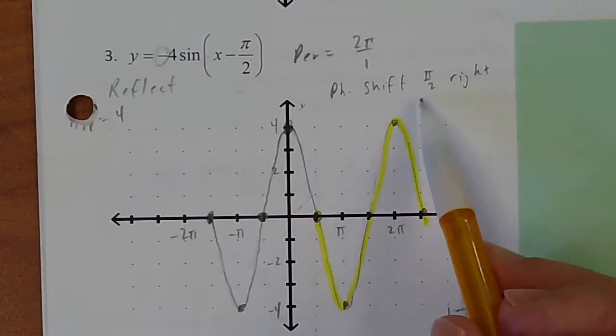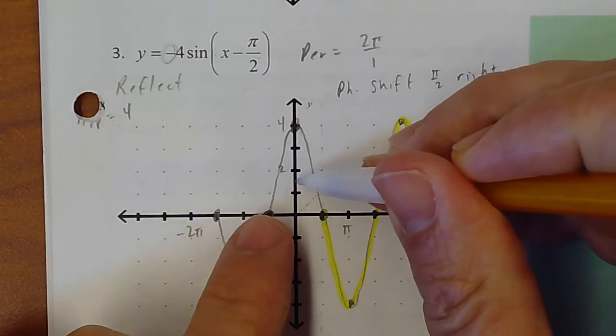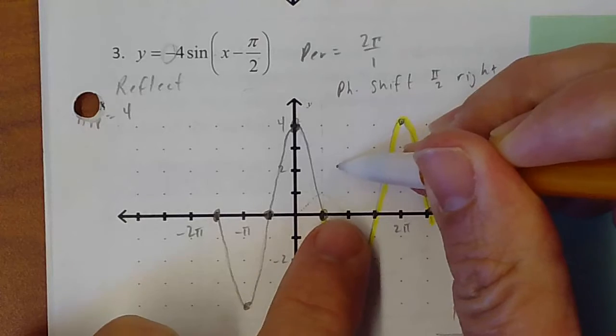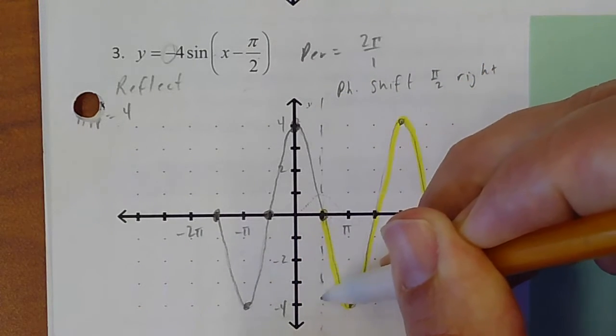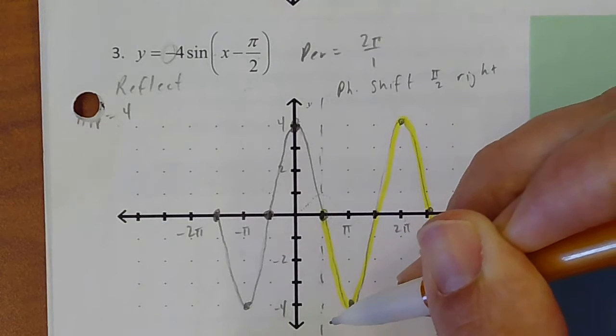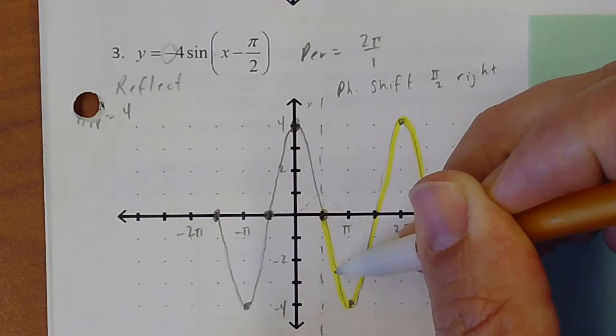Okay, so now that we have a phase shift going to the right, what I recommend you do, to get that new starting point, is to shift it over. Get this dashed line going right here at your new starting points. And then just do everything the same you've done before.